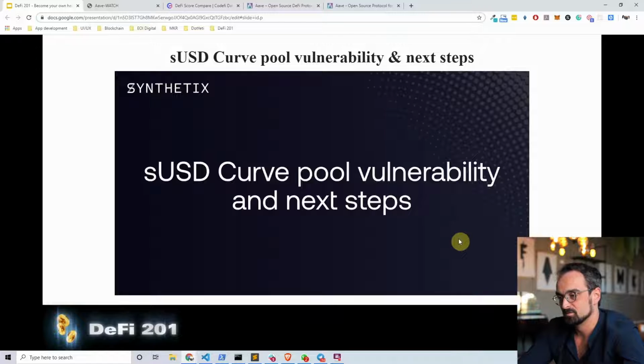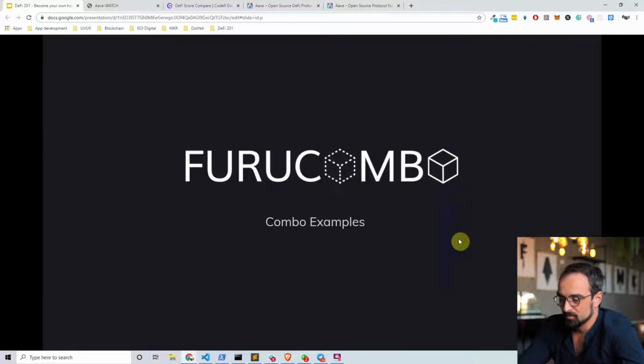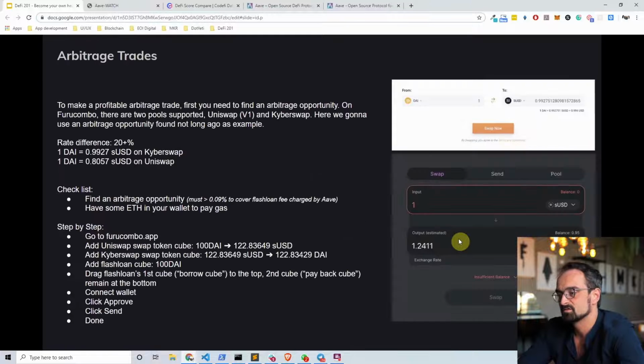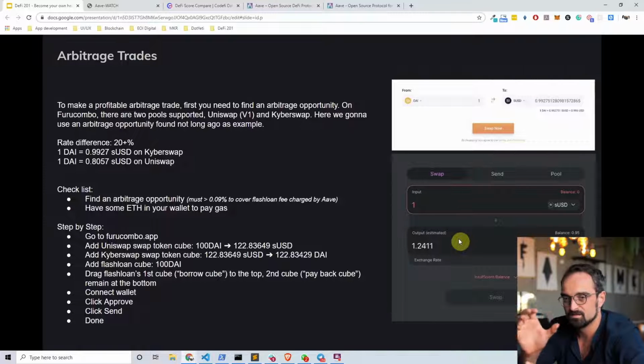But there was a vulnerability that was found, and a link to the full description of the vulnerability is in the description below. One of my friends recommended me to look at Furo Combo, an application where you can drag and drop your financial yield hacking strategy and automate it for you. So you can do arbitrage trades, fill up pools, or make different strategies where, with a click of a button, you can rebalance or execute certain trade strategies.